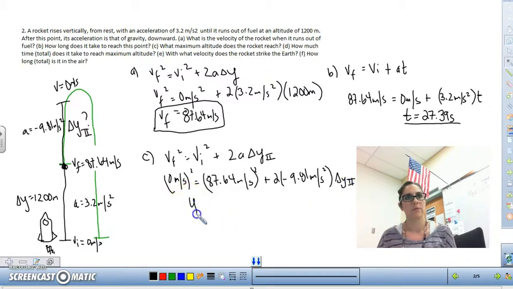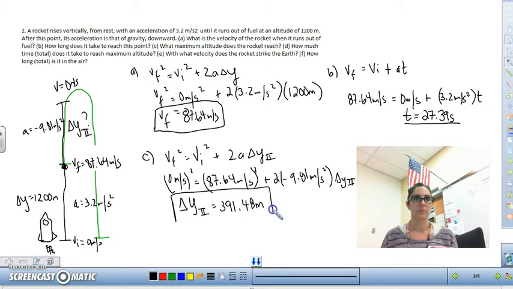Let's solve for the variable. I'm skipping the algebra because I assume algebra is good. So 87.64 squared divided by 2 times 9.81, and it will rise up 391.48 meters in the air. I really shouldn't box it, because to find the altitude I need to add that to the 1200. So 1200 meters plus that number.